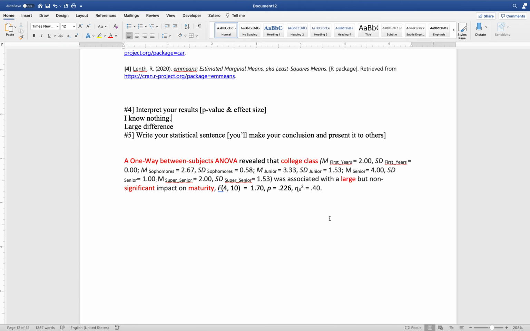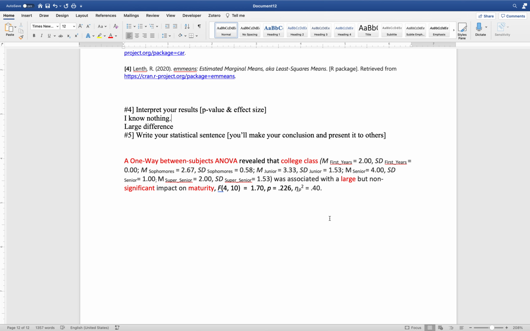So step 4, interpret your results. Our p-value is greater than 0.05, thus I literally know nothing. It was a large difference. But when I put those together, I still know nothing, right? When my p-value is greater than 0.05, it's very likely that I ran a study with a lot of error, and thus any statistics I get from it are just unusable.